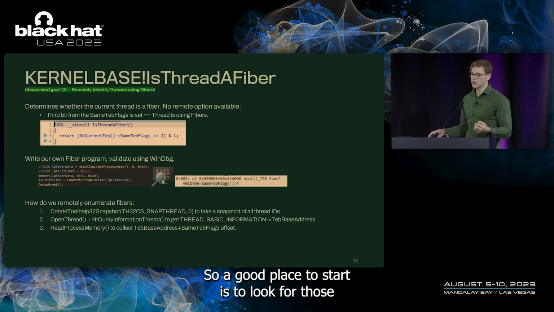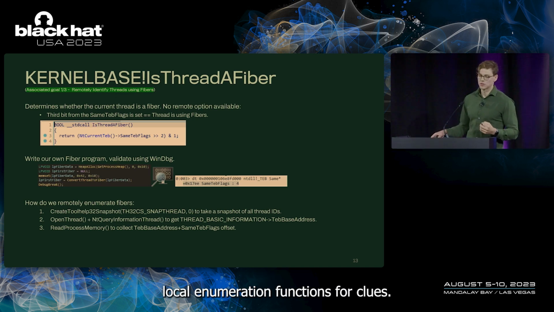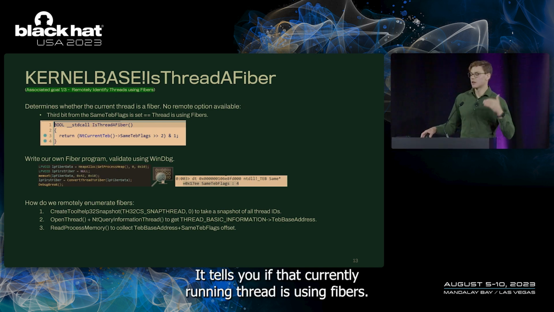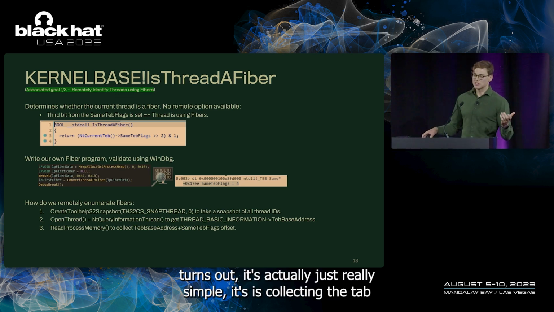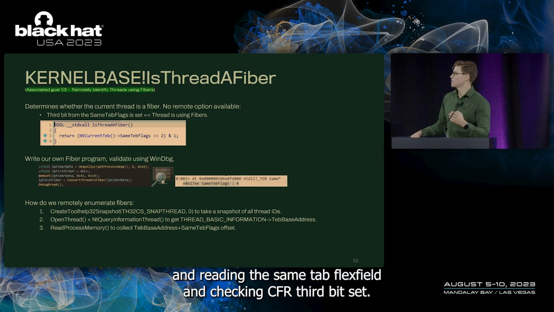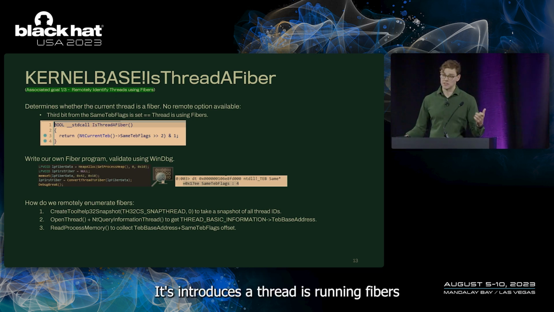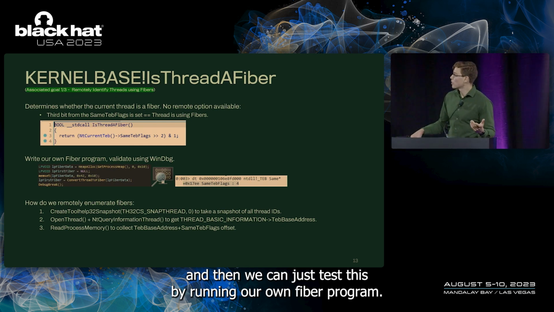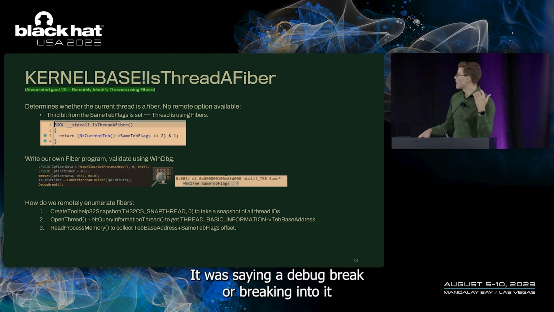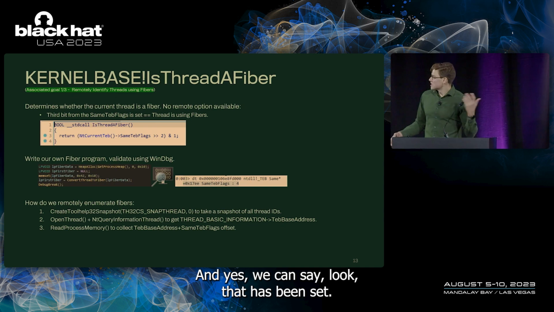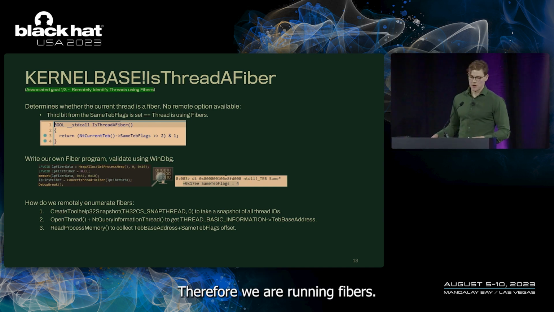So a good place to start is to look at the local enumeration functions for clues. If we start with IsThreadAFiber, it does exactly what it says on the tin. It tells you if the currently running thread is using fibers. So we open that up in IDA. Turns out it's actually really simple. It's collecting the TEB and reading the TEB flags field and checking to see if the third bit is set. If set, it deduces a thread is running fibers. And then we can test this by writing our own fiber program, either setting a debug break or breaking into it ourselves, and dumping that field. And yes, we can see that has been set, therefore we are running fibers.